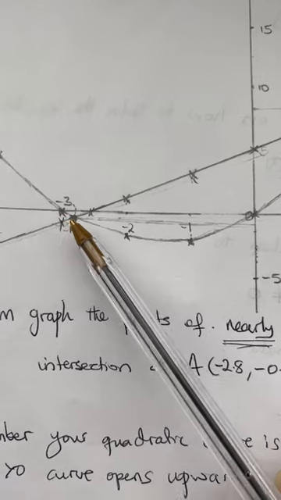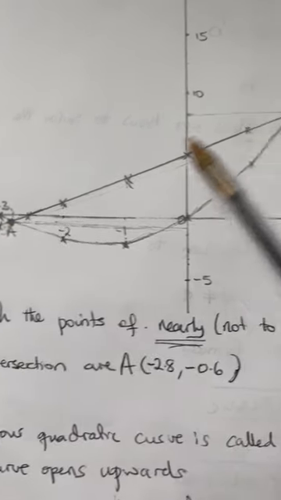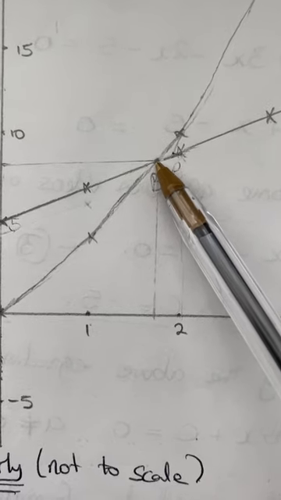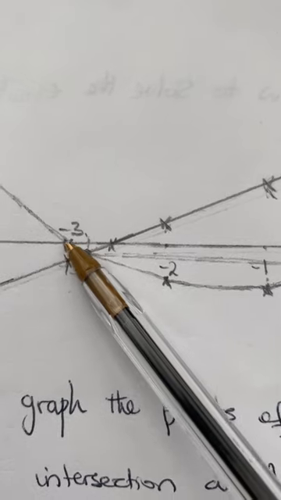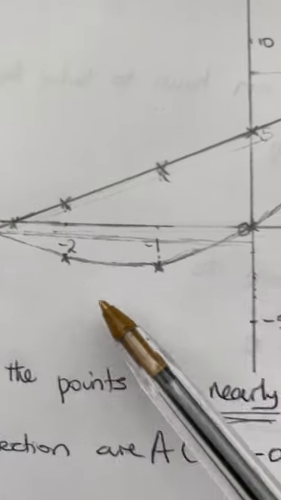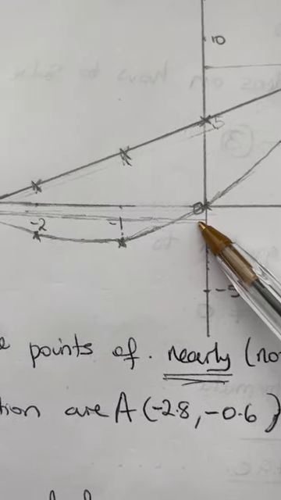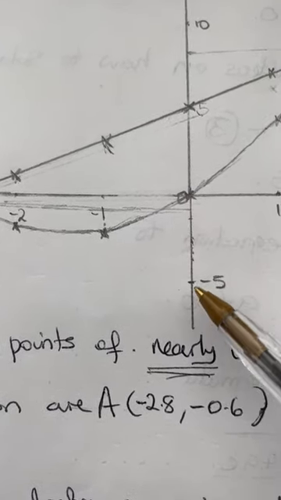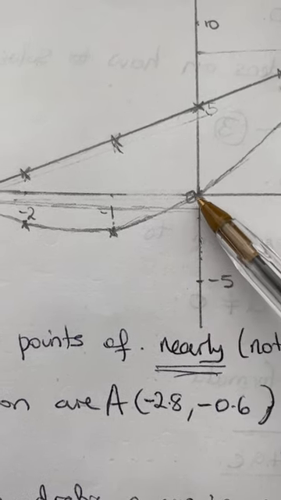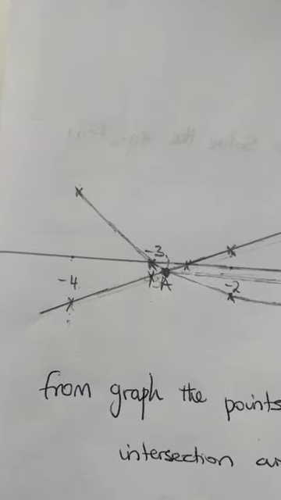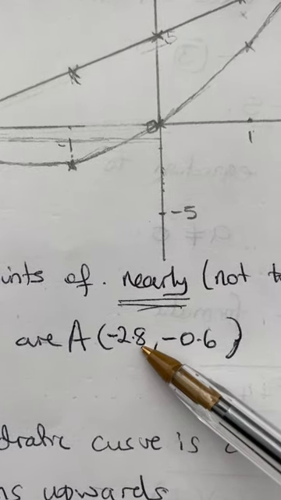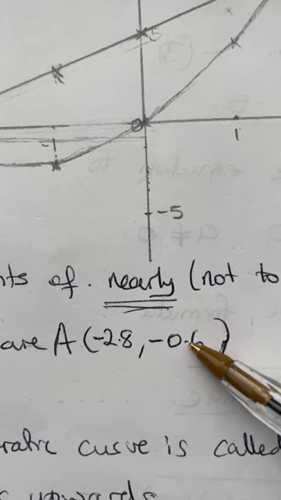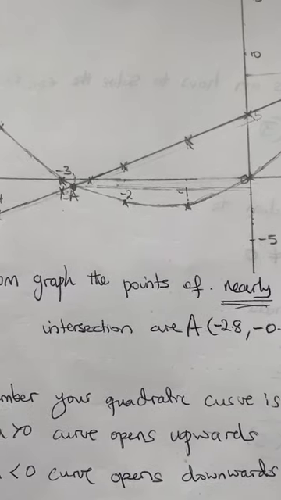Now, they intersect at 2 points: this point here, A, and this point here, B. Let me zoom in so that you see. Now, if I look at this carefully, my point A here is just below minus 3, and it's also negative here, so it's not 0.6, because from here to here is 5. So it's not nearly 1, but minus 2. So mine is below 3 here. So I've written minus 2.8, minus 0.6. Look at it again.